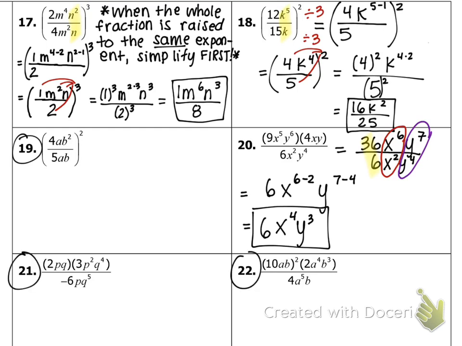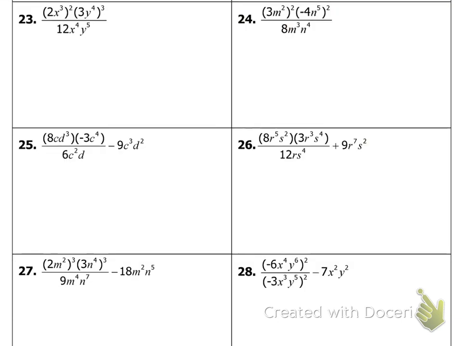Okay, so I want you to try 21 and 22. We are almost finished. I'm not going to have you guys try 27, 28. So we just have a couple more.